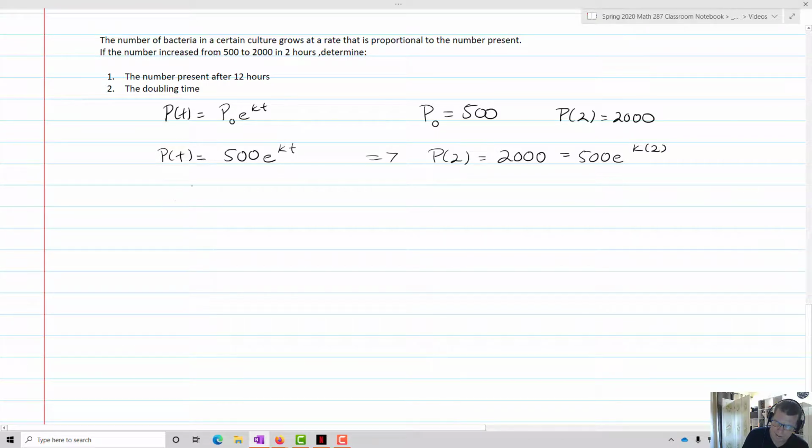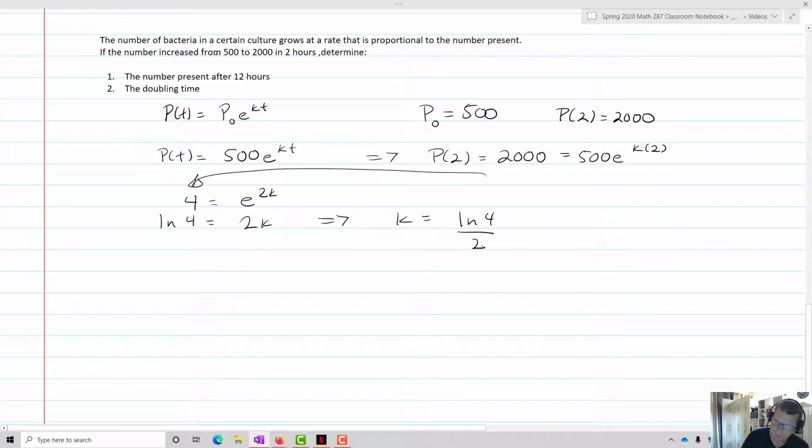So what we get now, moving down this way, is 2,000 over 500, or 4, will equal e^(2k). And that'll mean that the natural log of 4 will equal 2k. And so consequently k equals the natural log of 4 over 2. Okay, let's just keep it that way and then write out our function. So that means that P(t) is going to equal 500e^((ln 4 / 2)t). And we'll use that then in order to solve our two problems.